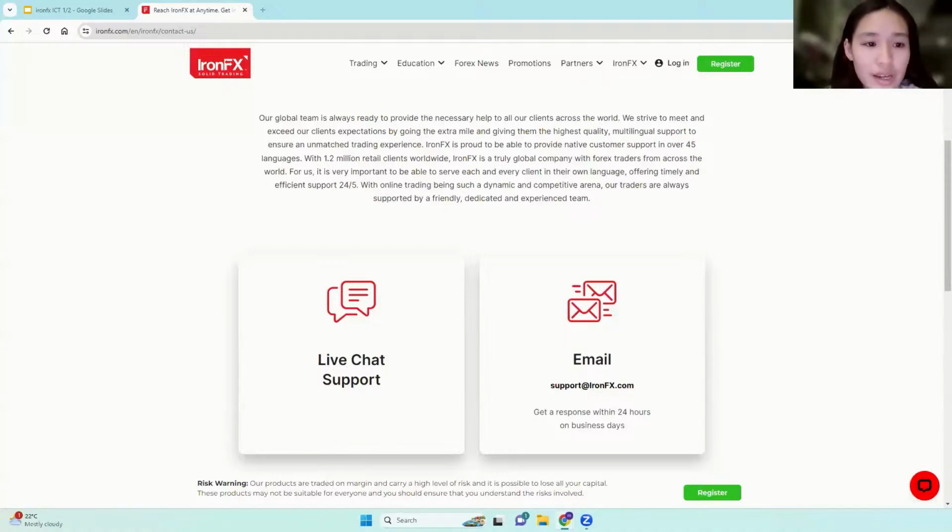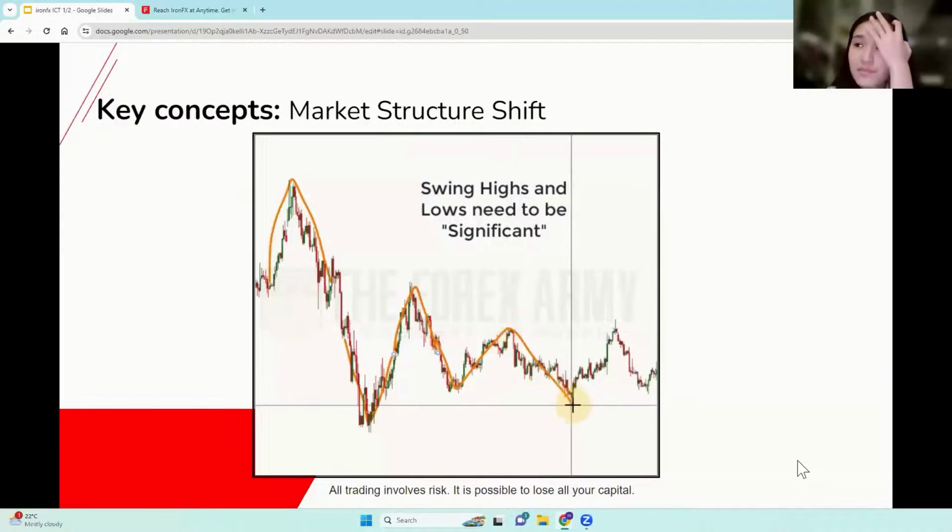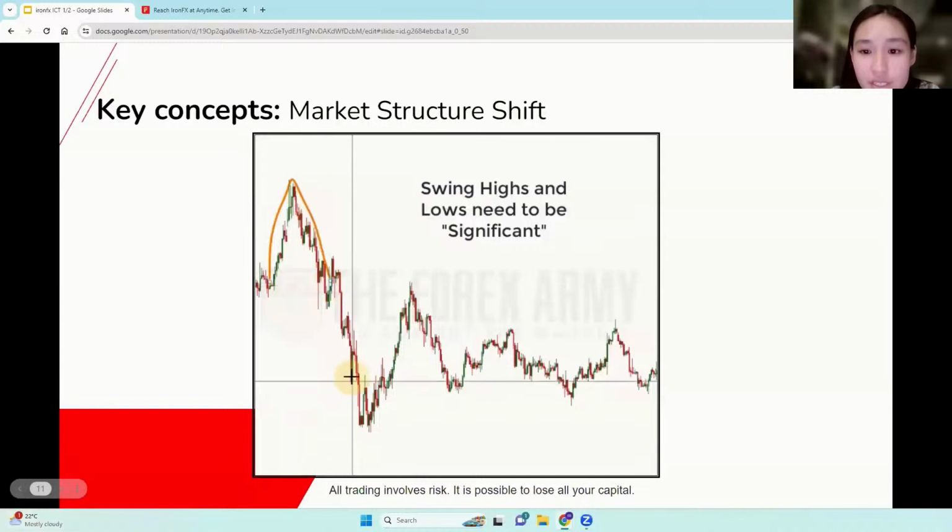So when you're looking at market structure shift, it's important to find a market structure that has very clear movements in price. If you look at the GIF that I've included here, there's a very clear price movement with swing highs and lows that are really significant. Another example would be of a clear market structure. Let me go back to my slides. Okay, so this is the GIF that I was talking about earlier. You can see that there are very clear movements in price with clear swing highs and very clear swing lows as well.